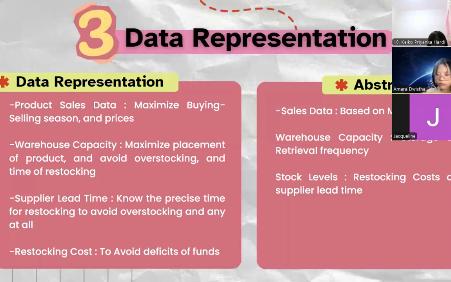For the data representation, we have divided it into 4 segments, which are product sales data, to maximize buying and selling season and prices. And for the warehouse capacity, we can maximize placement of product and avoid overstocking, and maximize the time of restocking. For the supply lead time, we could know the precise time for restocking to avoid overstocking or no stocking at all. For the restocking cost, we can maximize the funds to avoid deficits of funds.